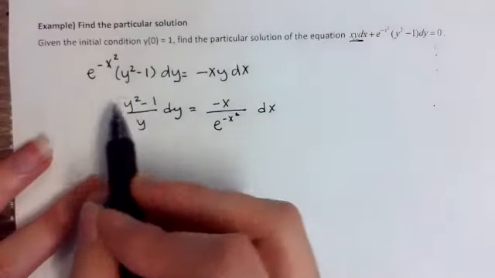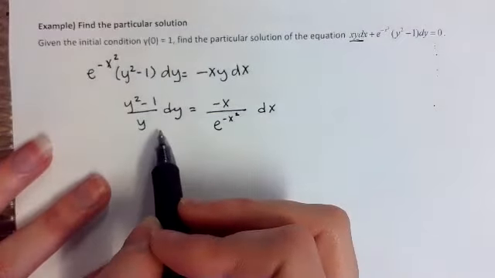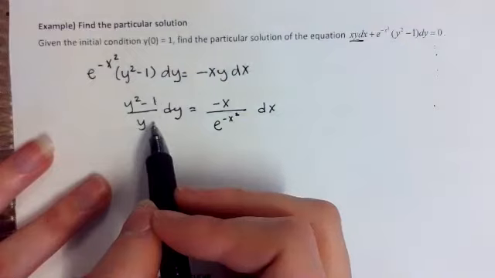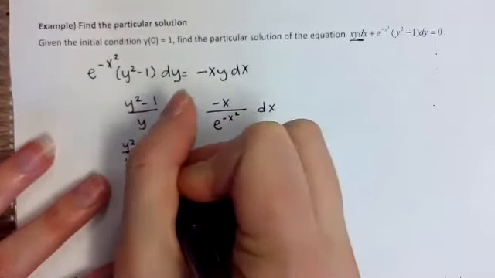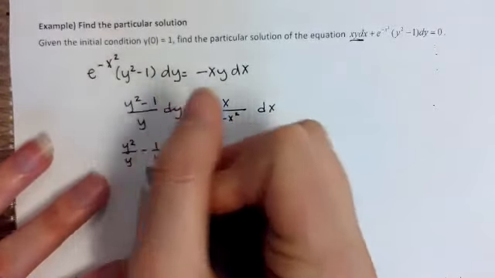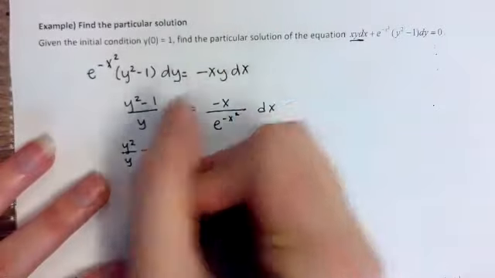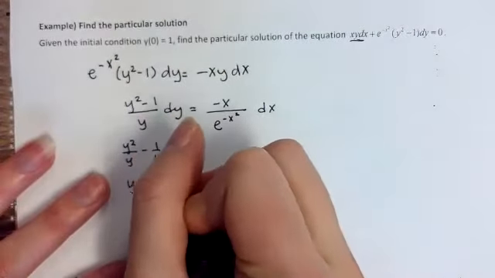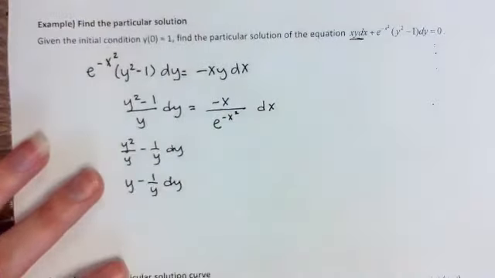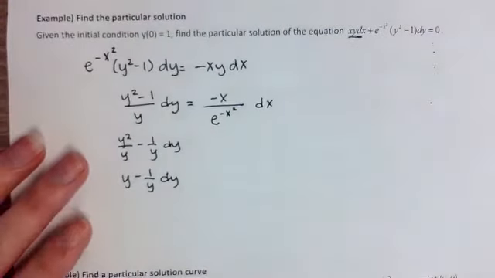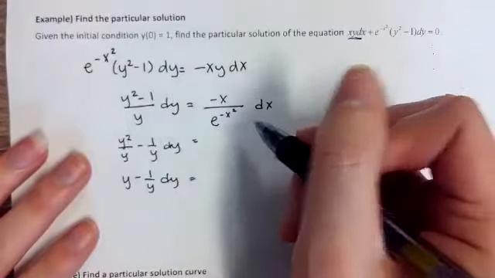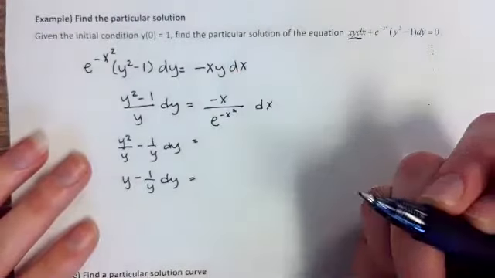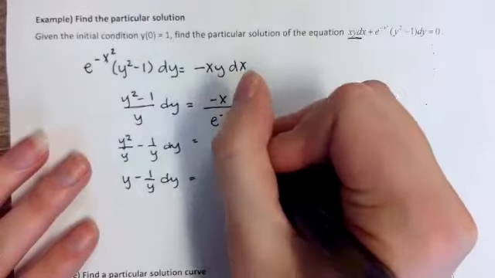Okay, let's look at the y side first. Do we agree that this has a common denominator? Yes. Okay. So I'm going to write it as y squared over y minus 1 over y. What'll this first part become? Y. And then, okay, I haven't taken the integral yet, but yes. On this side, what happens if there's a negative exponent in the denominator? It moves to the top.